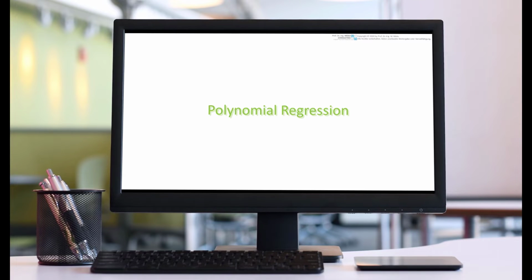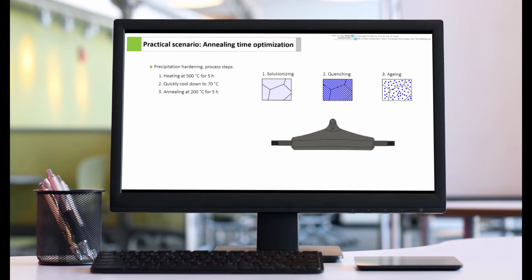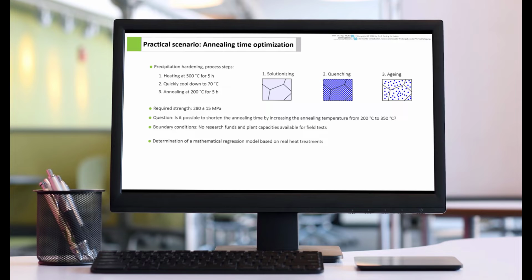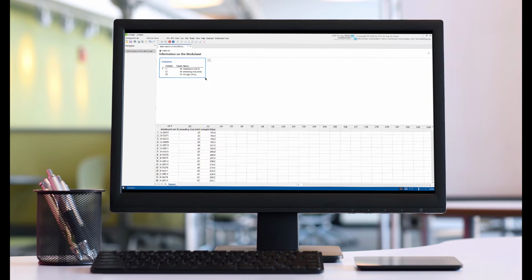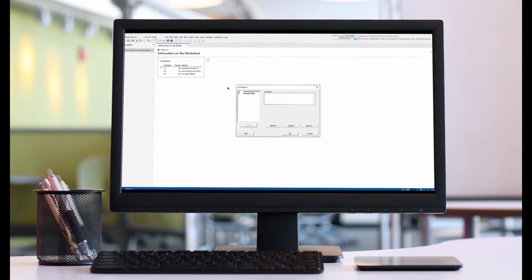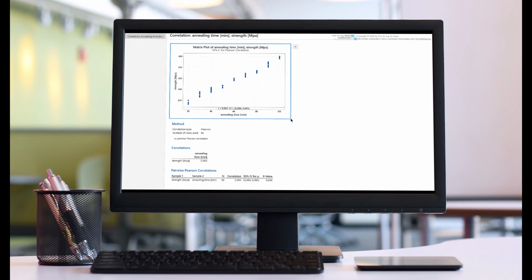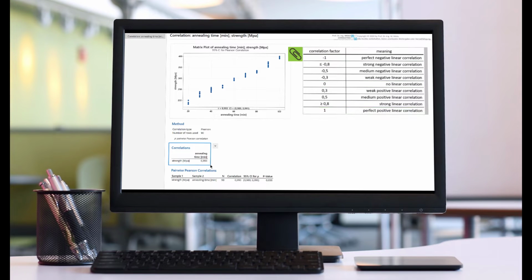In the 16th Minitab tutorial, we are once again in the heat treatment department at Smartboard Company. Due to the current high order situation, the heat treatment plant is currently a bottleneck unit, and the quality team should therefore investigate whether it is possible to achieve the axle strength previously required by customers even with reduced annealing times by increasing the annealing temperature.